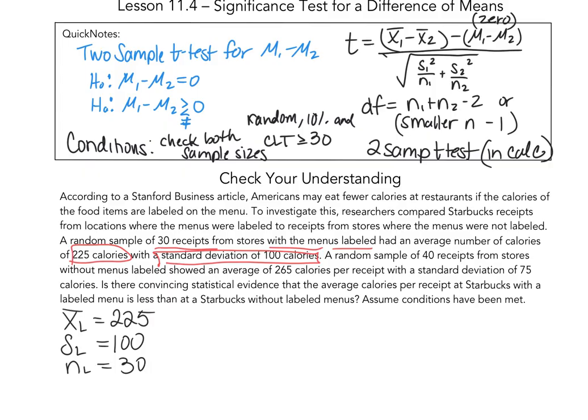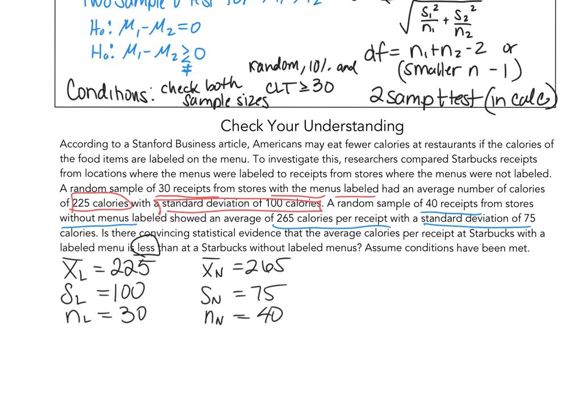A random sample of 40 receipts from menus without labels showed an average of, we'll use n for no label, 265 calories per receipt with a standard deviation of 75. And that was an n of 40 receipts. Is there convincing statistical evidence that the average calories per receipt at Starbucks with a labeled menu is less than that at a Starbucks without labeled menus?